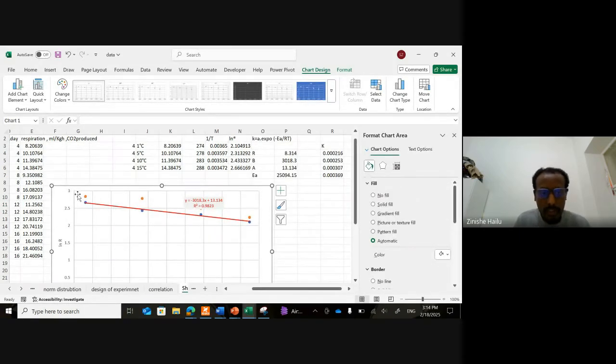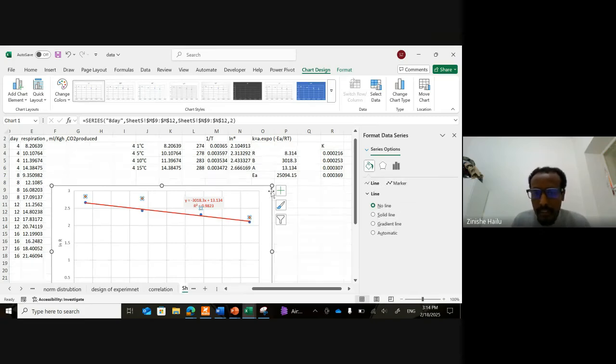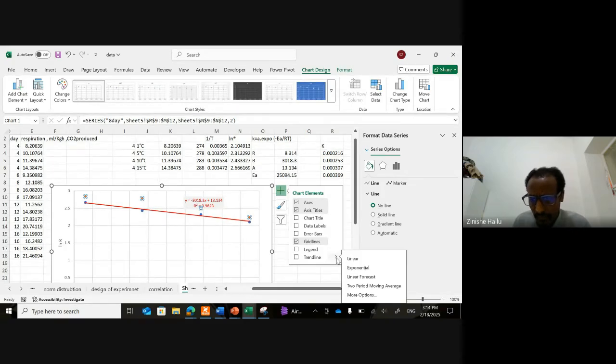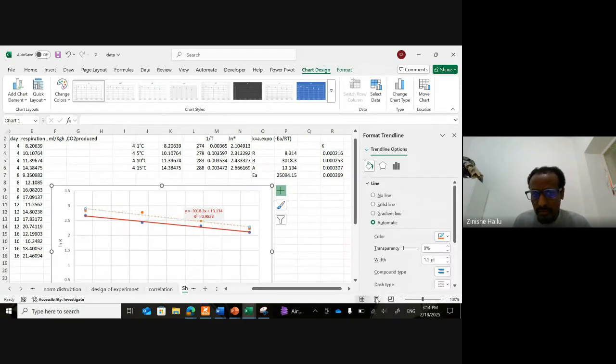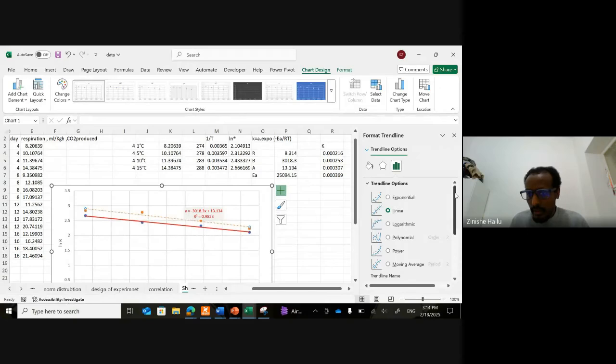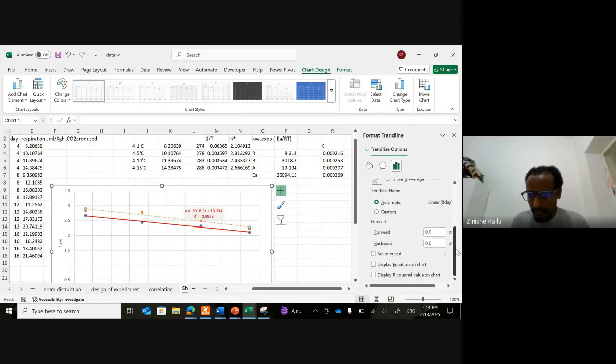Look, these are the points. So I will add the trend line again for this. Option, more. Okay, select this linear regression. I will display the chart.